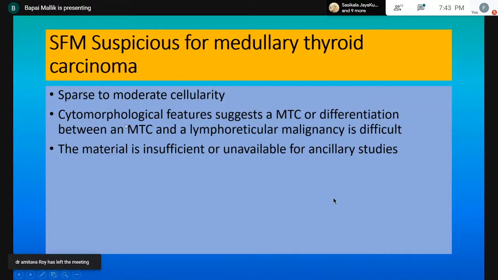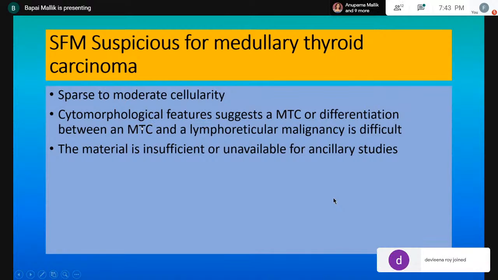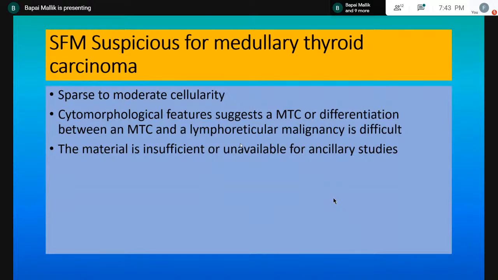So in this particular group, the cellularity is sparse to moderate. The cytomorphological features suggest a medullary thyroid carcinoma, or a situation where a differentiation between a medullary thyroid carcinoma and a lymphoreticular malignancy is difficult. And also in situations where you have got some material, we are not absolutely confident about the cytomorphological features. You would love to do some immunocytochemistry, but you do not have enough material, or maybe your cell block suddenly didn't work that day, and you can't call the patient back for a repeat FNAC. So under these circumstances, you can use this phrase, suspicious for medullary thyroid carcinoma, and let them take it up from there.